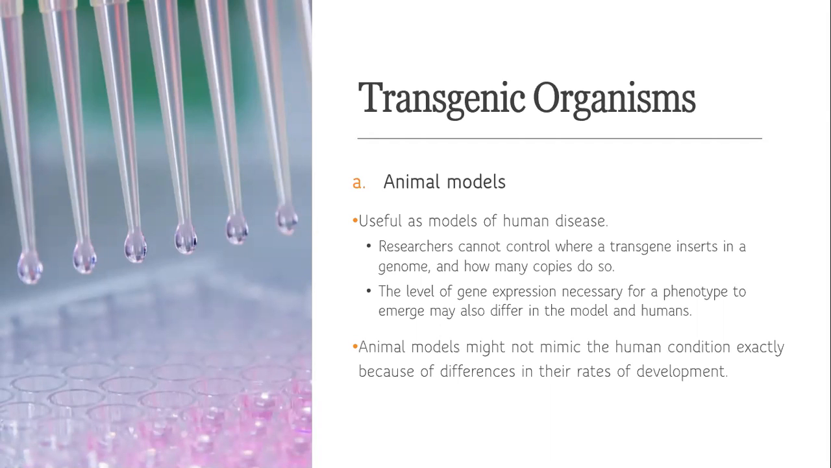So first example is the animal models. So they are useful models of human disease. So examples are the mice and the rabbits. So researchers cannot control where a transgene inserts in a genome and how many copies do so. So the level of gene expression necessary for a phenotype to emerge may also differ in the model in humans. So animal model may not mimic the human condition exactly because of differences in the rates of development.